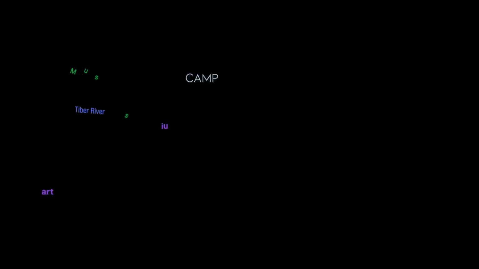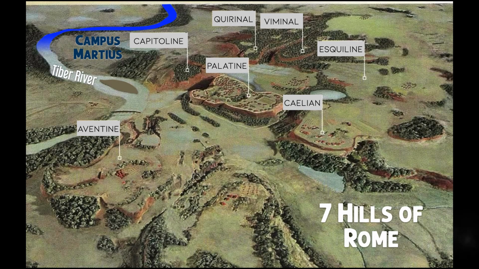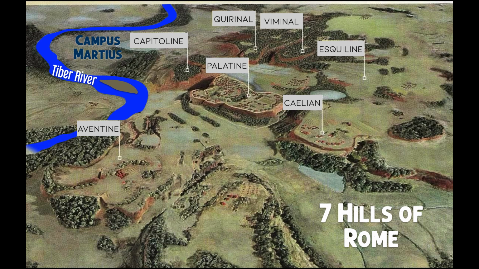Let's zoom in to the city of Rome itself. It's going to be founded on seven hills. Seven hills. You can see the names of all of them there. And the Tiber River runs right through all of these. And the Tiber River is going to flow into the Tyrrhenian Sea. It's going to help with trade and commerce and communication with the rest of the peninsula and the greater world around them.